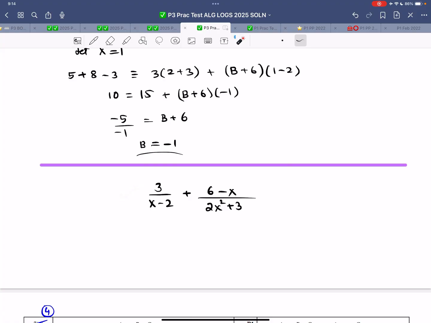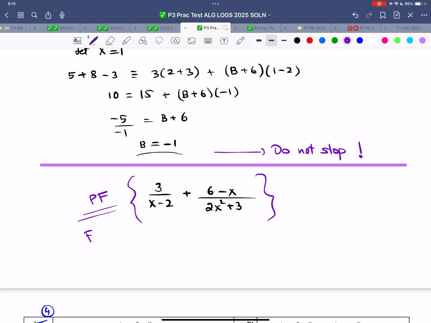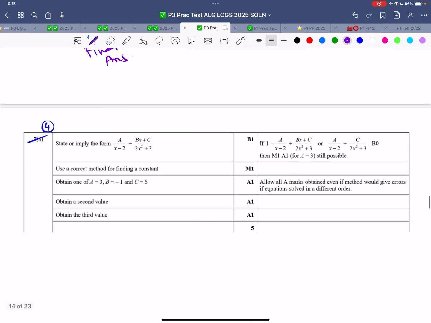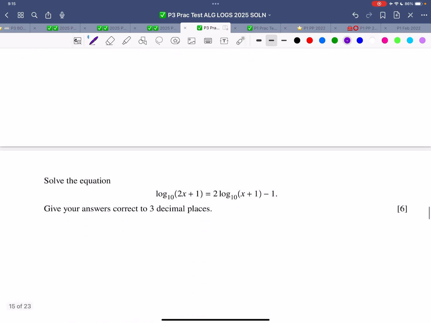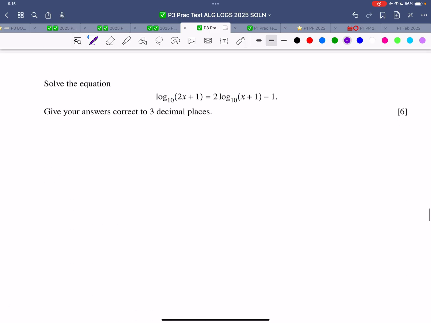And make sure that you write down the partial fractions at the end. Do not stop over here, otherwise marks will be lost unnecessarily. So the final answer, that is the partial fraction, is how this is written. Okay, so they have written A, B and C, and of course the examiner should also write the partial fraction as the final answer. Now we are starting with logarithms.